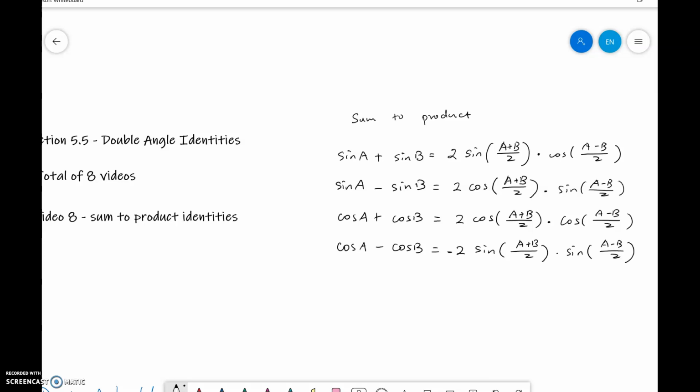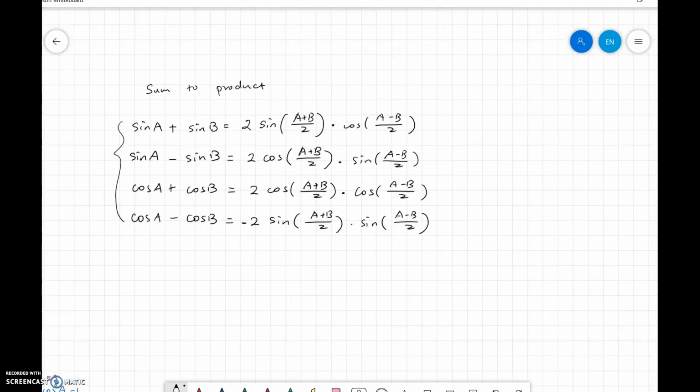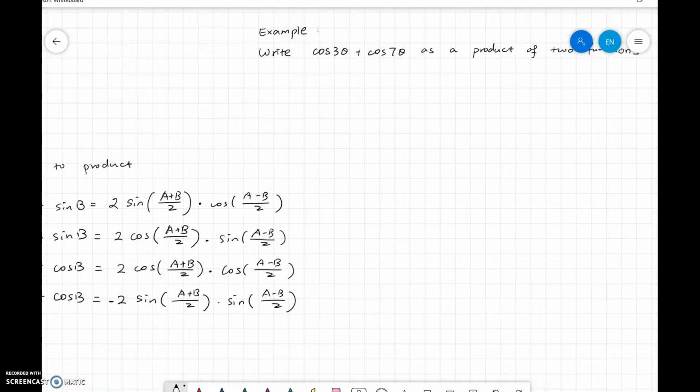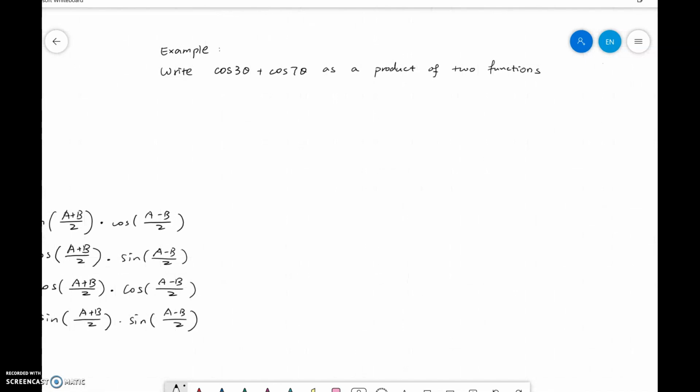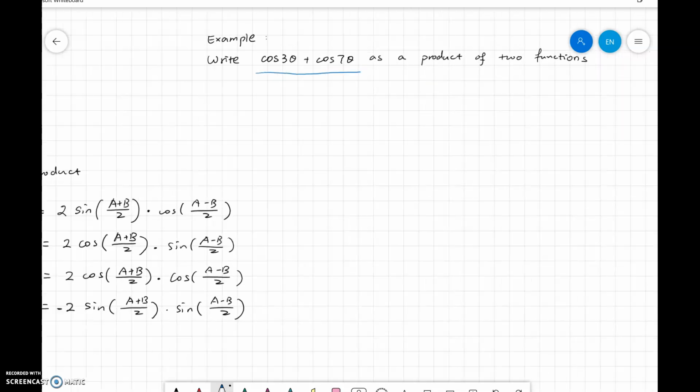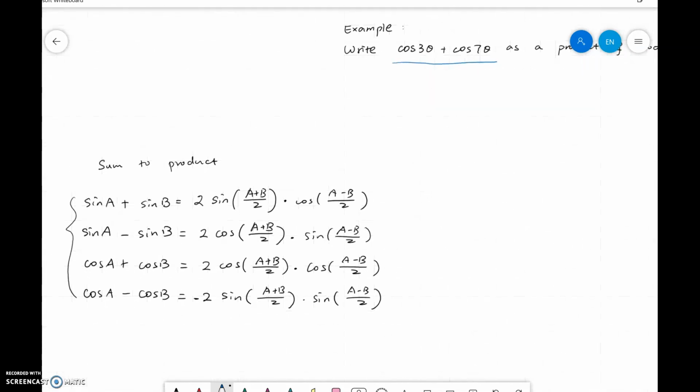As I mentioned before, you do not need to memorize any of those formulas. The example we have is to write the expression cosine of 3 theta plus cosine of 7 theta as a product of two functions. So cosine plus cosine is the formula we're going to use.